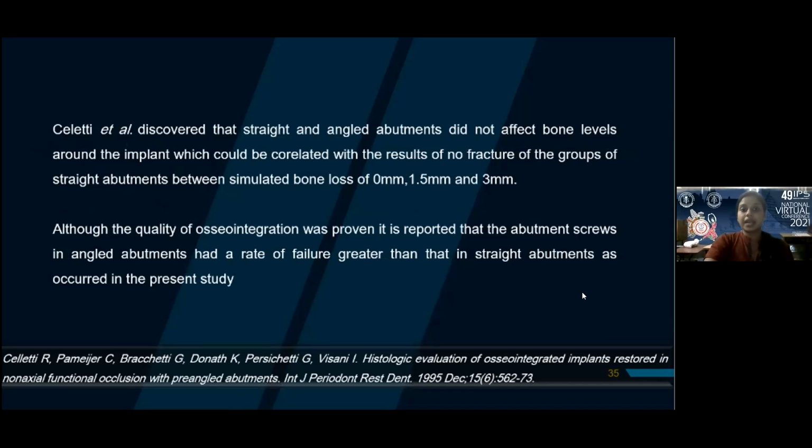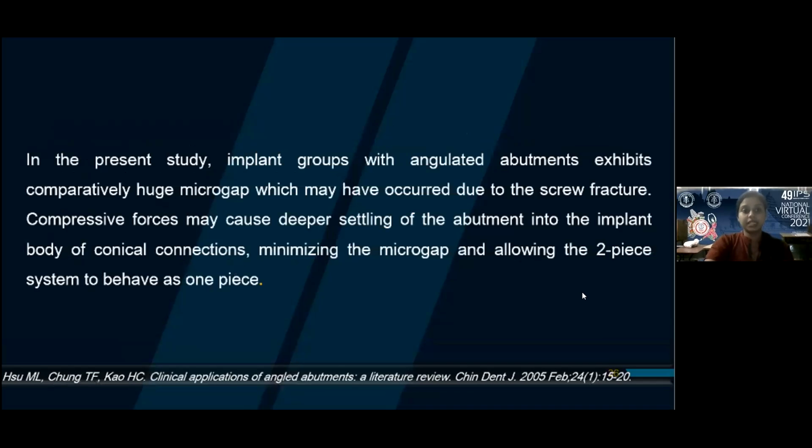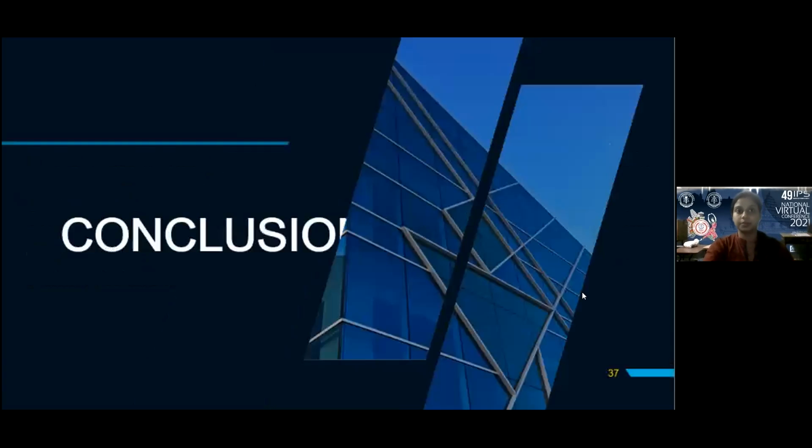Seletti discovered that straight and angled abutments did not affect bone levels around an implant, which could be correlated with the results of the present study, where the straight abutment group did not exhibit any fracture. And although the quality of osseointegration was proven, it is reported that angled abutment screws had a rate of failure greater than in straight abutments, which is similar to the present study. In the present study, implant groups with angulated abutments exhibited comparatively huge microgap, which occurred due to screw fracture. Compressive forces may cause deeper settling of the abutment into the implant body of conical connections, minimizing the microgap, allowing a two-piece system to behave as a one-piece.